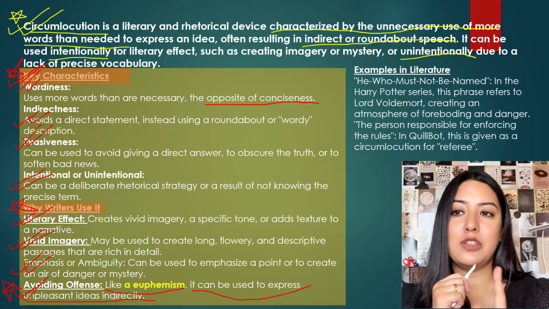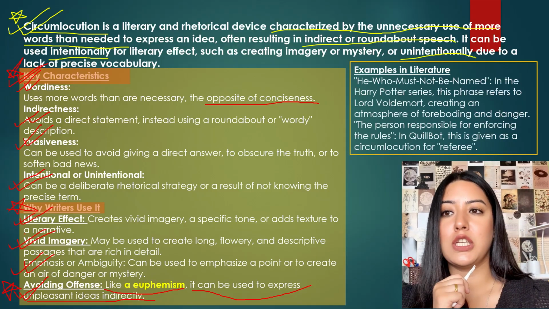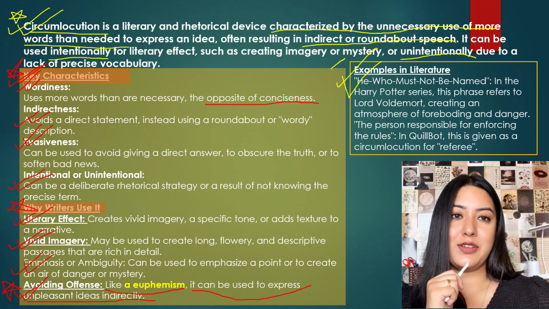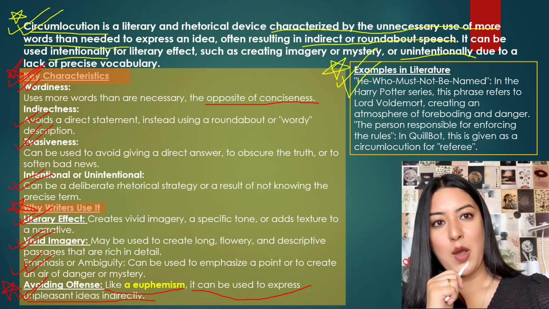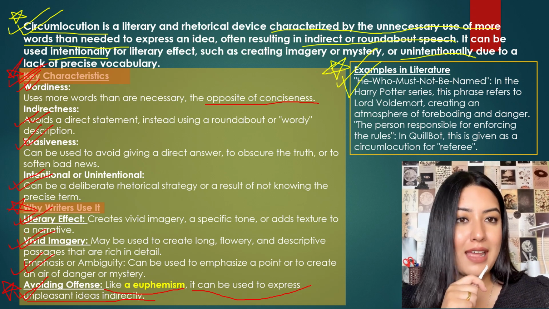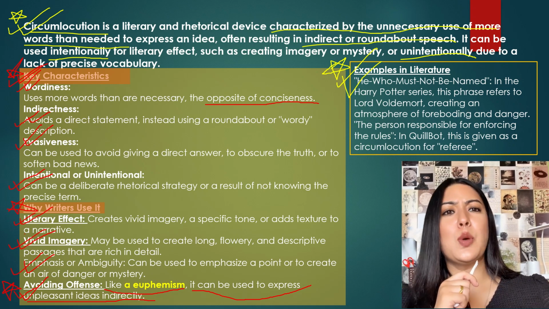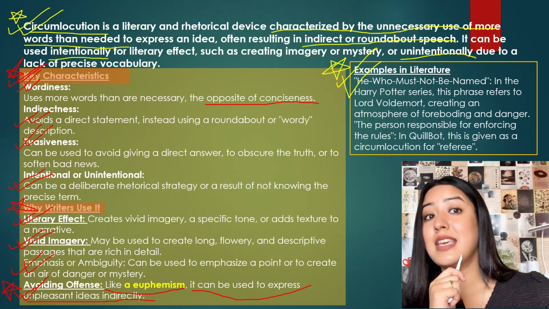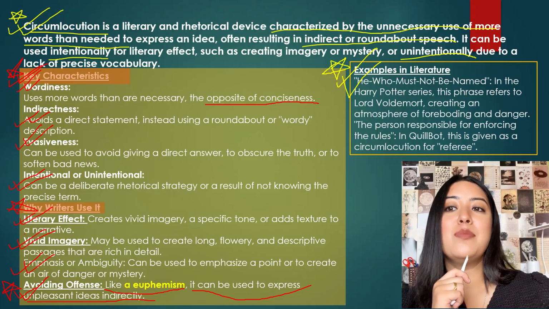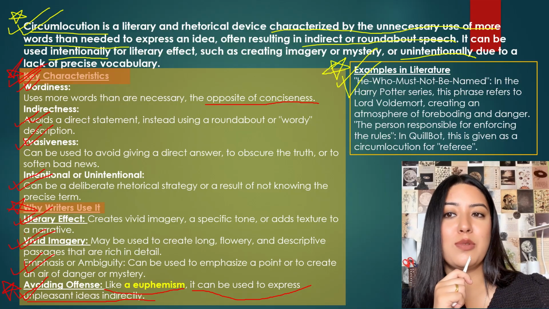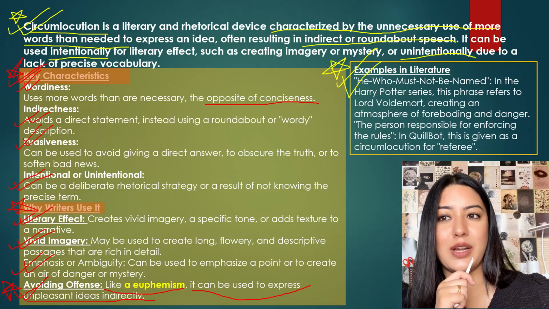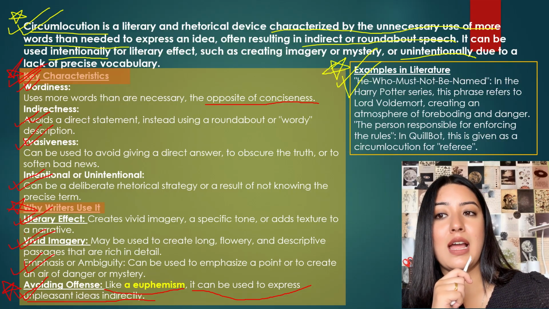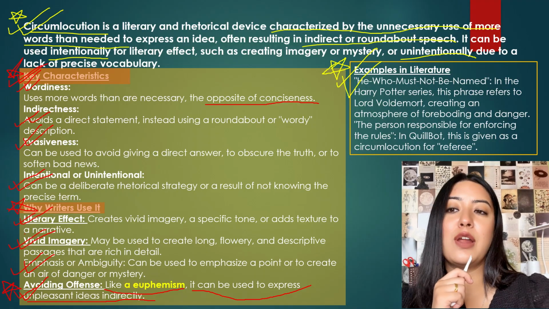Now, examples in literature for circumlocution. Let's just finish this. Remember Voldemort in the Harry Potter series? What is he called right from the beginning? He who must not be named. That's Voldemort. So you directly don't say Voldemort. Harry is the only one who says his name directly, but everybody else says he who must not be named. In the Harry Potter series, this phrase refers to Lord Voldemort, creating an atmosphere of foreboding and danger. The person responsible for enforcing the rules, the quillbot, is given as a circumlocution for referee. So instead of referee, you say the quillbot.